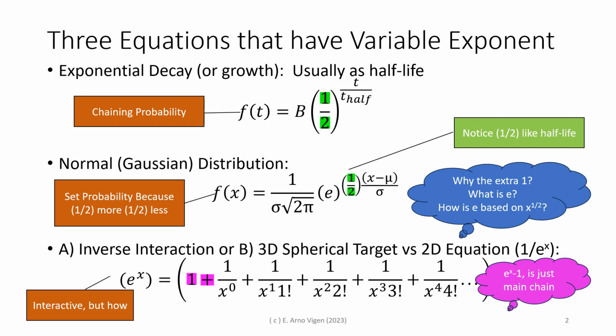And this is the one we're going to concentrate on. The important thing to know is that the first one has a 1/2 in it. The second one has a 1/2 in it. And the third one has a hidden 1/2. And that's partially why students have difficulty understanding e to the x equations.